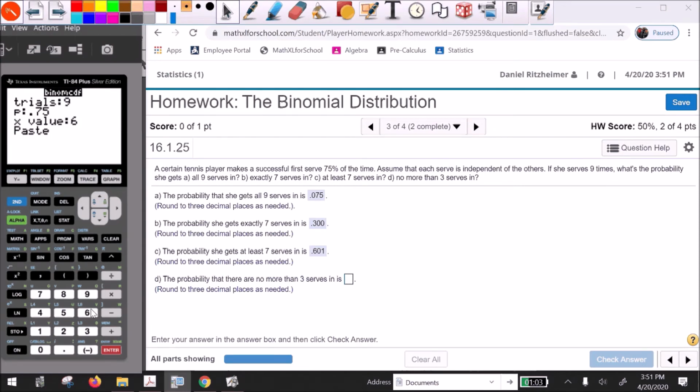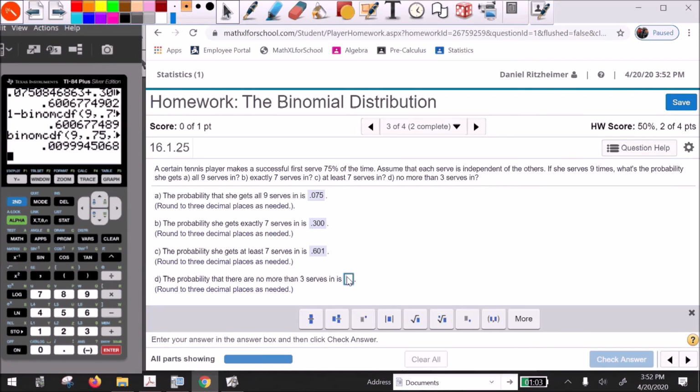Going to set this to 9 serves she's taking in total. Probability of making a serve is 75%. And we have to calculate the probability of making no more than 3 serves in. So that's 3 or less. And that's exactly what this will give us. And that's 0.00999. They want us to round it to 3 decimal places. That would actually round to 0.010. So that 99 right there sort of rounds up to 100. So that's just going to be 0.010.